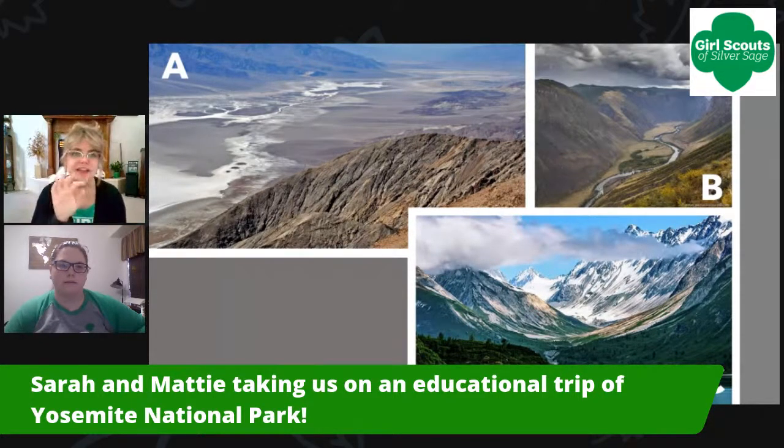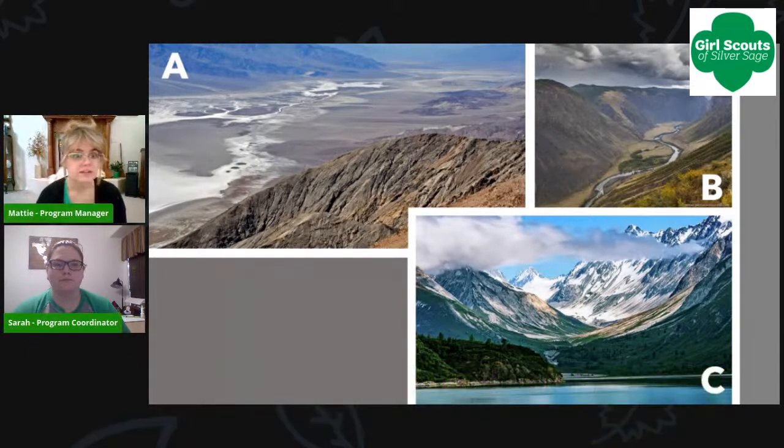So if you see A, B, and C, these are different types of valleys. The first one, A, is a valley where an earthquake would have happened and the valley dropped. We call this a graben, which, Sarah, is that not German for grave, graben? It is. Yeah. And then B is that river valley. And C, that big U-shaped one, is the glacial valley.